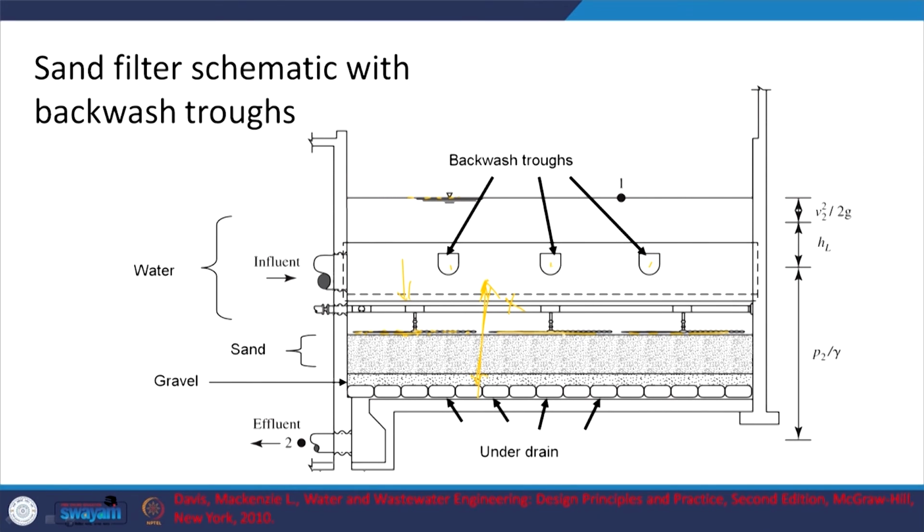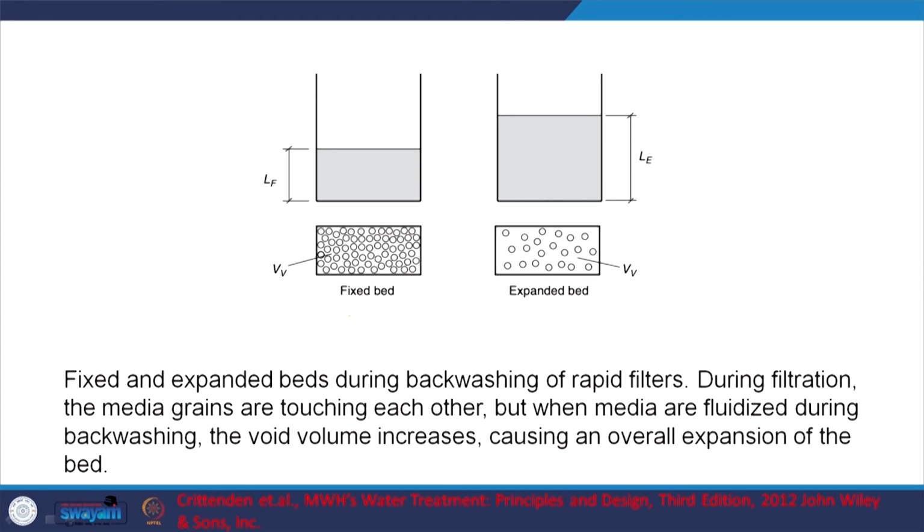These are for surface cleaning and here you see the surface. And again, different total head here. So, in general, what do we have? We have a fixed bed, relatively well packed, but during backwash it is going to be relatively expanded. Fixed and expanded beds during backwash. During filtration they are touching each other, but when they are fluidized, that is why we call it fluidized.